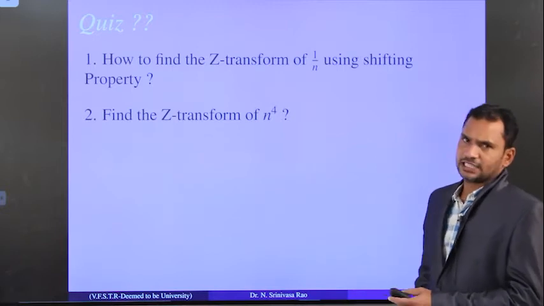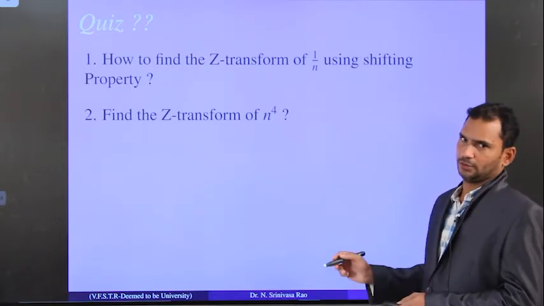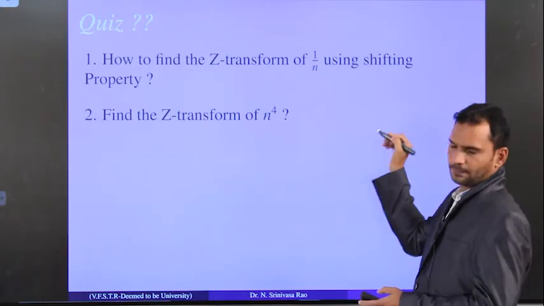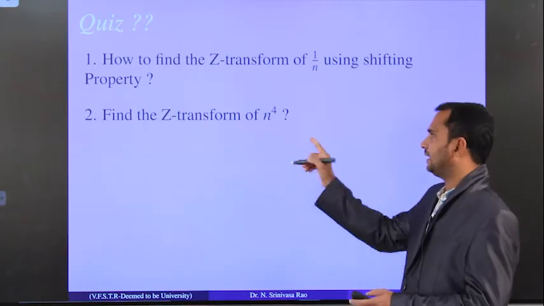So find the Z transform of n power 4. So how we are going to find? So there is a formula of Z of n power p. So using that you have to find n power 4.